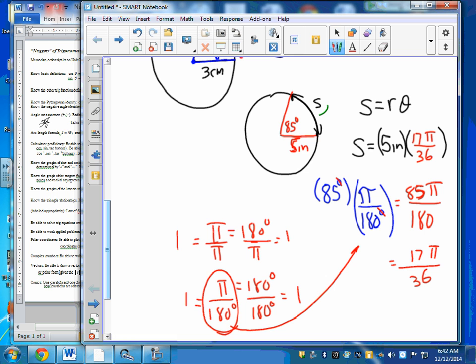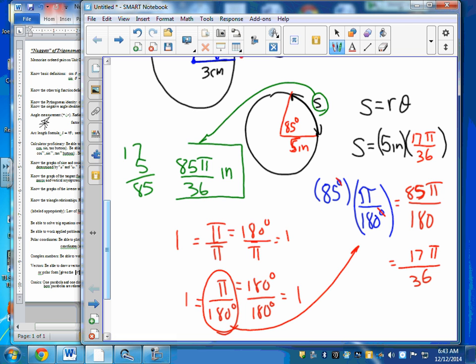This arc length, this portion of the circle, is going to be 5 times 17. What's that? 85. So we have 85 pi divided by 36. This is an arc length now. Make sure you have the units. And in this problem, it is inches. Okay, so we'll clean that up and say this is what S is equal to, arc length.